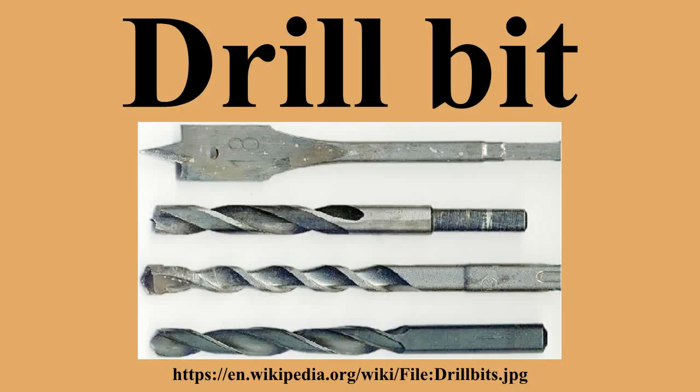Straight fluted bits. Straight fluted drill bits do not have a helical twist like twist drill bits do. They are used when drilling copper or brass because they have less of a tendency to dig in or grab the material.